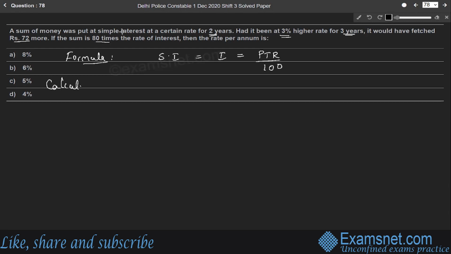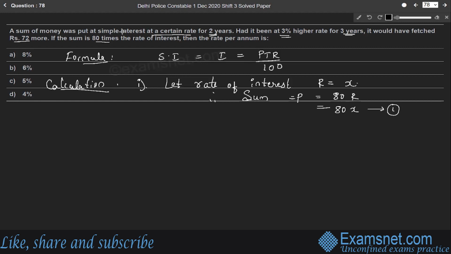So calculation here in the first part. In the question, a sum of money was put at simple interest at a certain rate. Let the rate of interest R be equal to x. Therefore, the sum, in the sense principal P1, according to the question, if the sum is 80 times the rate of interest, becomes 80 times R, which is 80x. Consider this as 1. And the time T is equal to 2 years, which is given.